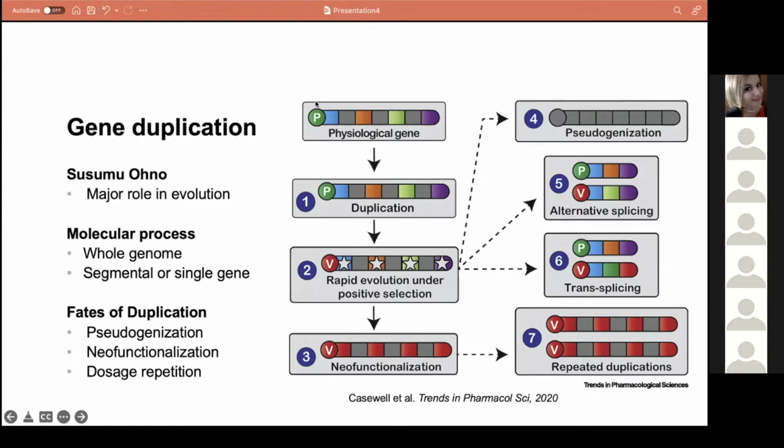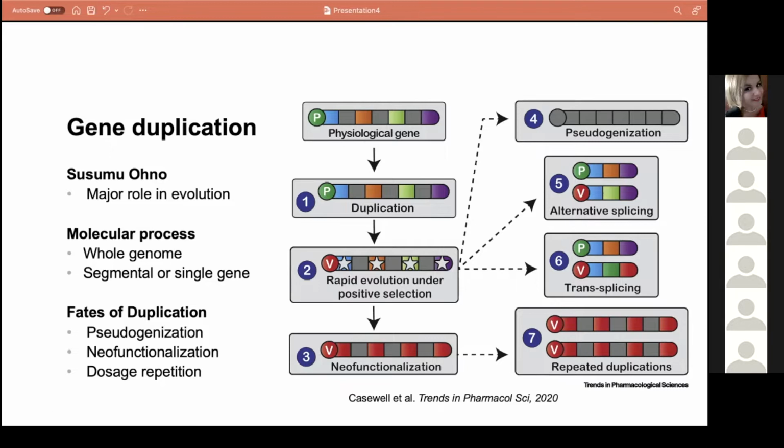So following a duplication event, there are a few different evolutionary trajectories, such as pseudogenization, neofunctionalization, and dosage repetition. So in this really nice schematic by Casewell, we see that a physiological gene undergoes duplication, and then the duplicated gene can undergo mutation and selection, resulting in pseudogenization, which is the loss of function. So there's an accumulation of deleterious mutations. The gene can also undergo fragmentation resulting from splicing, or these mutations can be beneficial and selection can act on it, leading to a protein with a new function, and this is known as neofunctionalization.